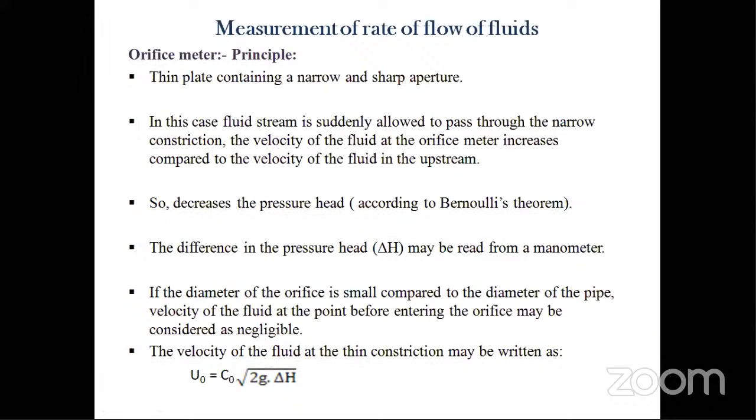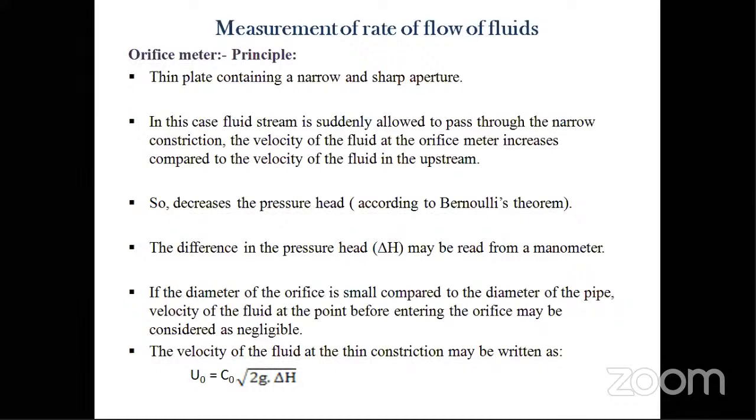principles. First of all, it is a small pipeline, and this pipeline is transparent or made of stainless steel, and consists of narrow portions. These narrow portions have a sharp aperture, meaning the surface is sharp in nature. So what is the advantage of this orifice meter?